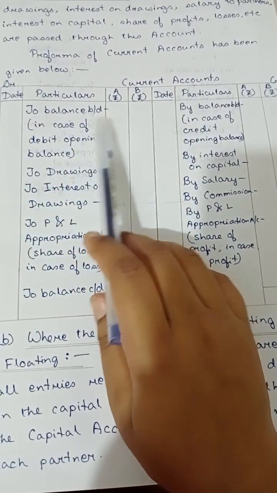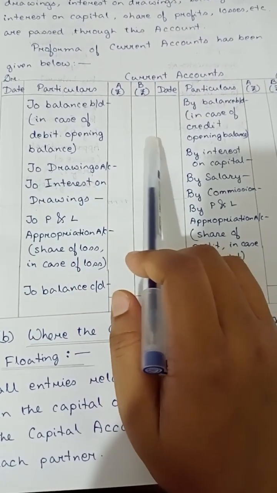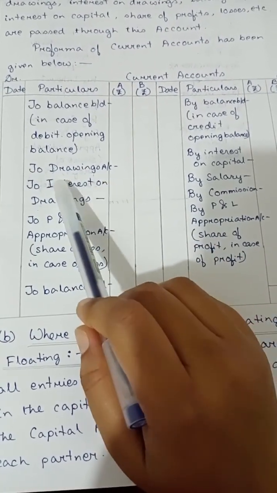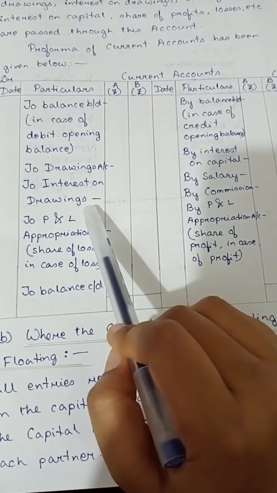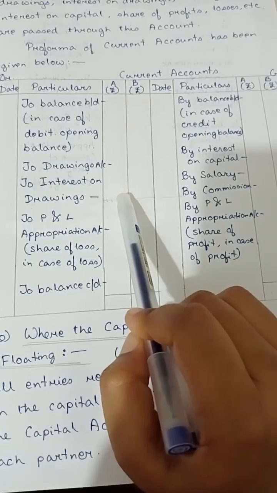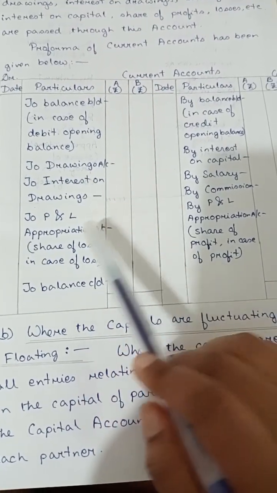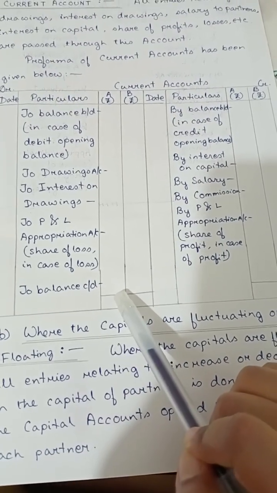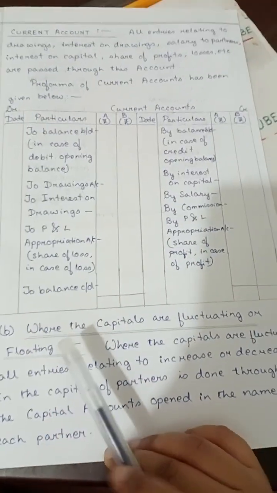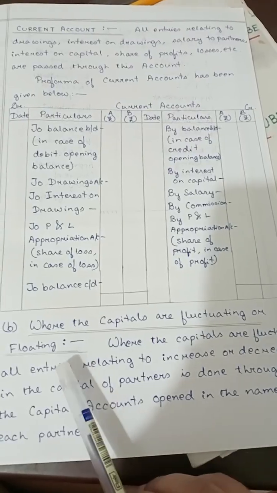And here you see opening balance, it is debited. Drawings reduce the capital of the partner. Interest on drawings is an expense of each partner, so it is to be debited. Share of loss is debited. Balance c/d. Got it?